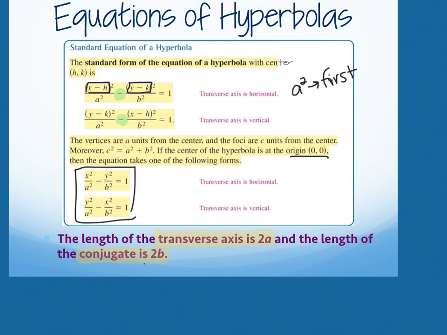So let's say it gives you vertices, so that's going to give you your A. Then it could give you the length of the conjugate axis. That would be 2B equals blank, and then you would solve it. You just have to know transverse is like major, which is 2A. Conjugate is like minor, 2B.